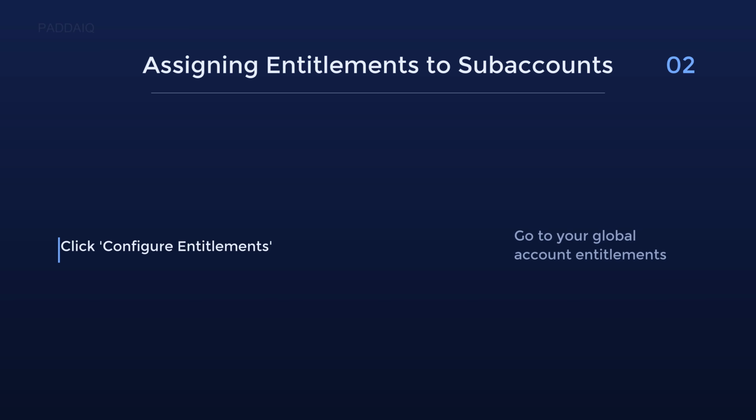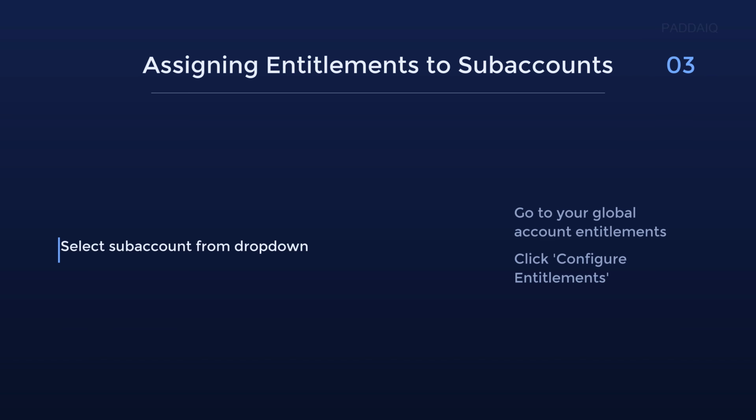Click Configure Entitlements. This lets you grant specific services or quotas to your sub-account, much like assigning tools to a team. For instance, to enable a mobile app, you'd allocate the mobile services entitlement here. This action is essential for activating capabilities in your sub-account.